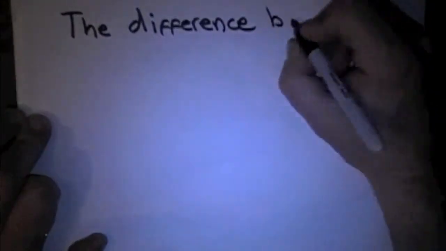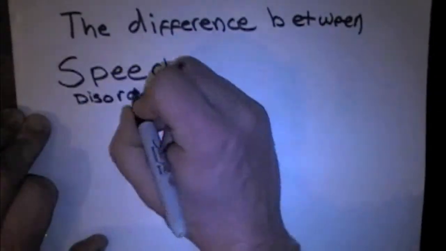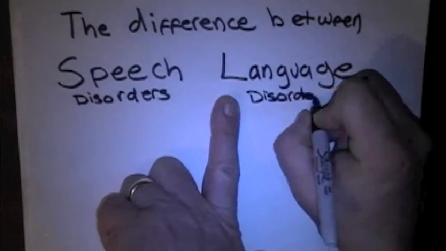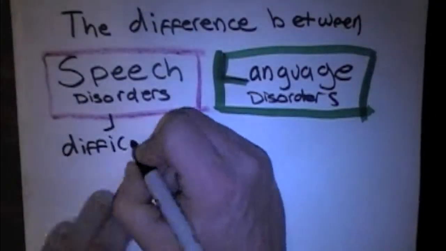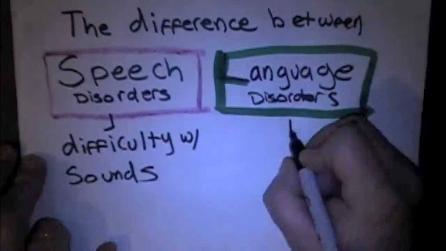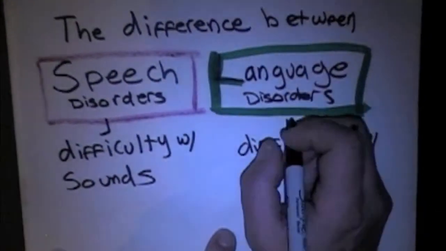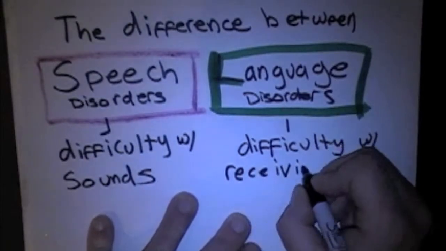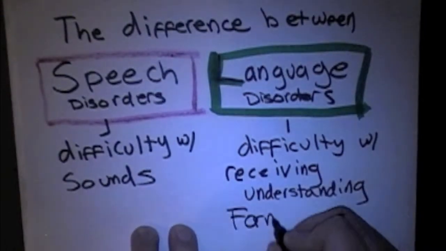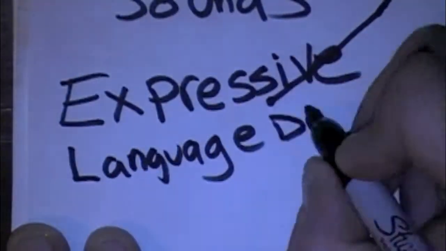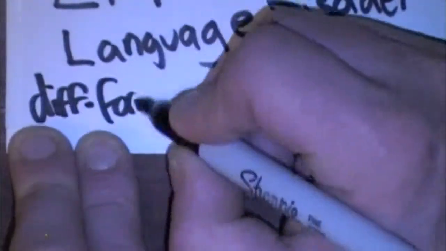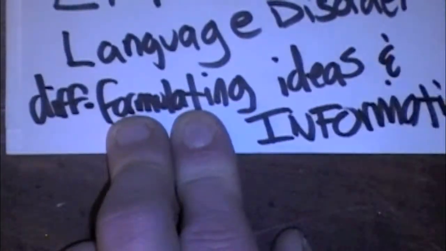Knowing the difference between speech disorders and language disorders is very important in starting your IEP. Students with speech disorders have difficulty producing sounds, while students with language disorders have difficulty receiving, understanding, and formulating ideas and information. While expressive language disorder shows difficulty in formulating ideas and information, receptive is difficult in just receiving and understanding information.